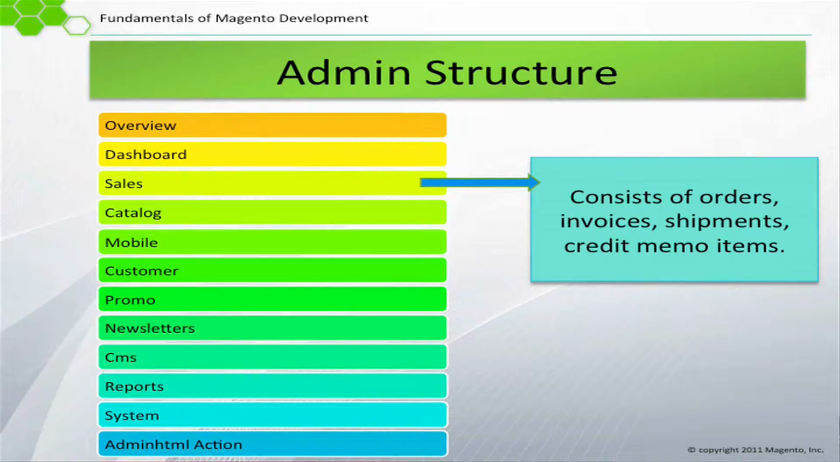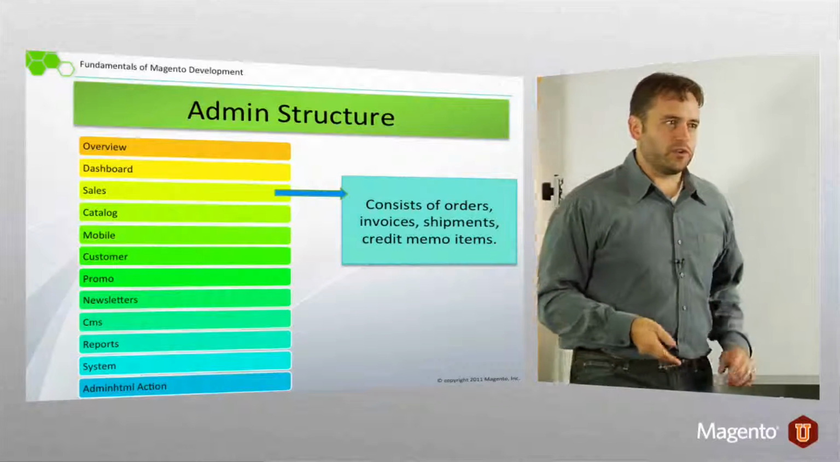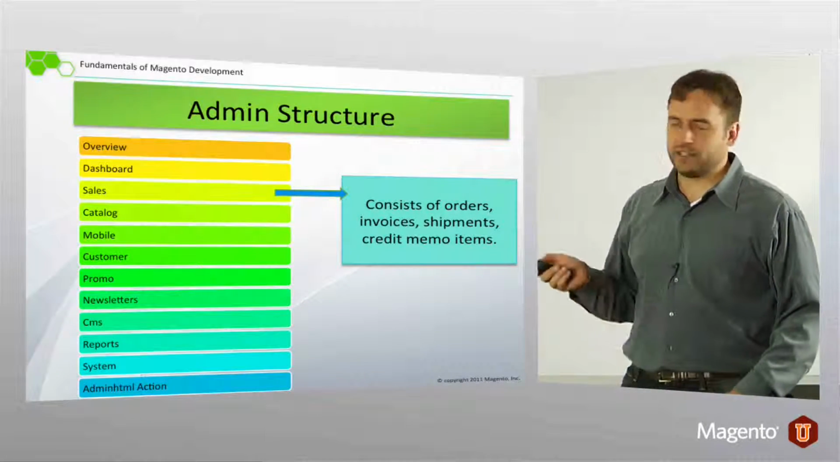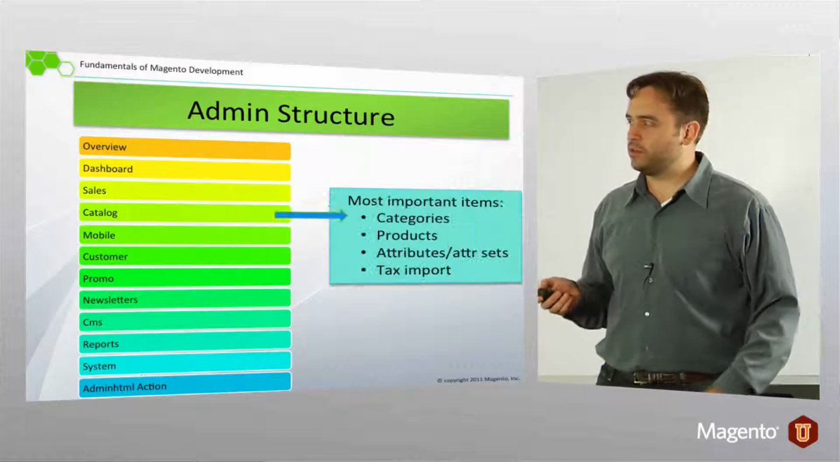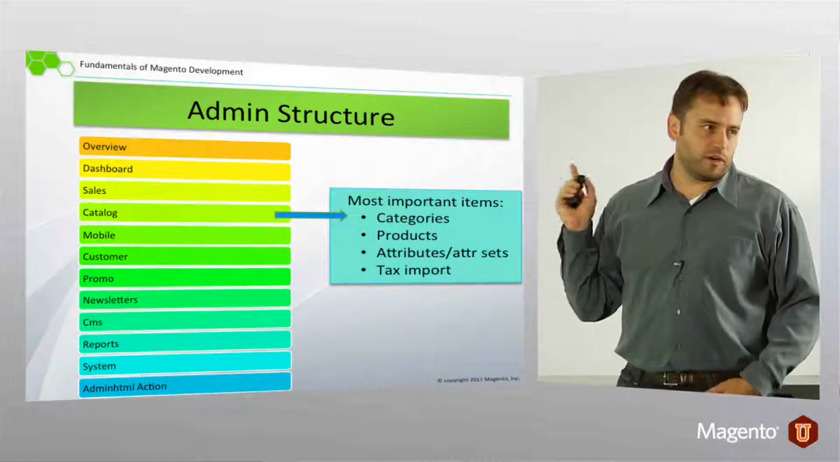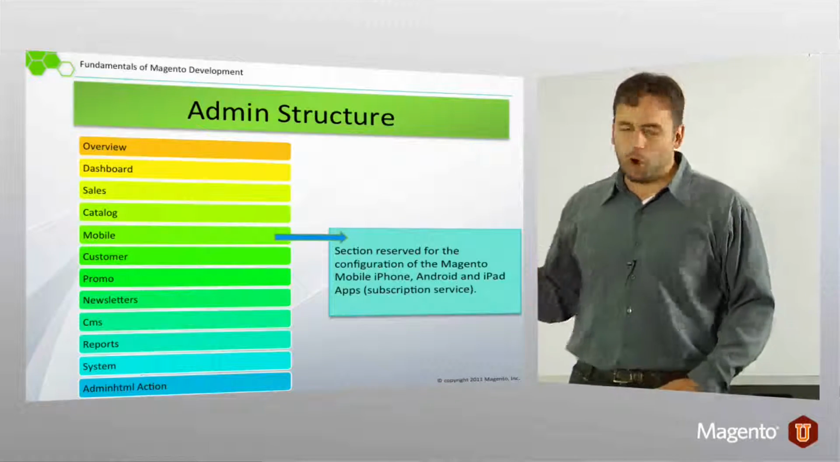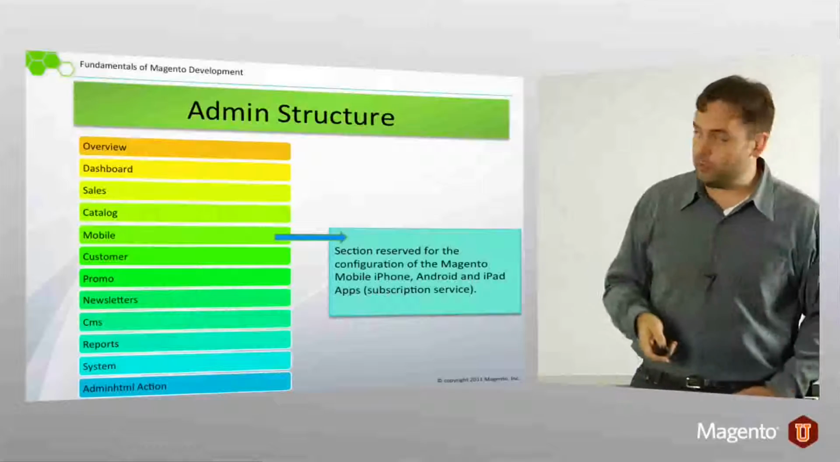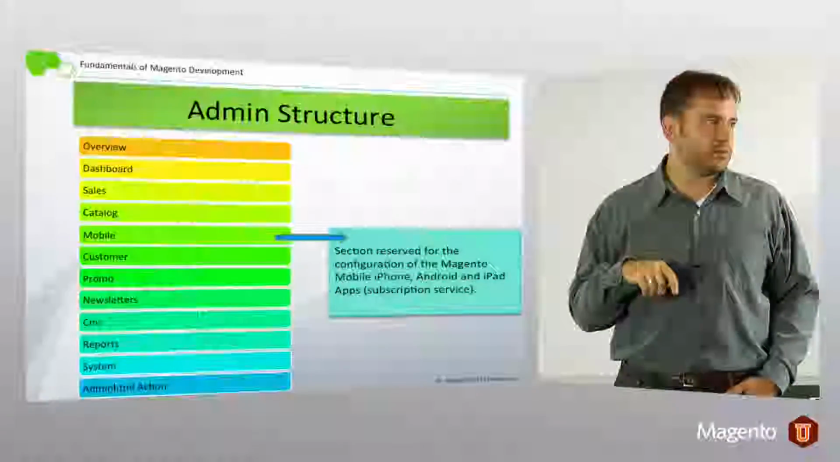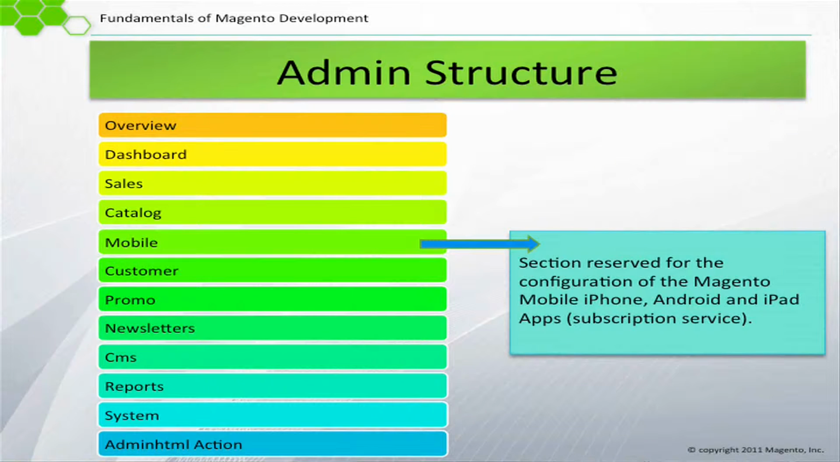The different areas, obviously, these are the different modules organized under these different menus. So sales will give you, of course, access to your orders and credit memos, etc., as well as taxes, which are under here, not under catalog. Catalog, obviously, categories, products, attributes. Mobile is a subscription service that you can subscribe to and actually get your website turned into an iPhone, iPad, or Android platform application. Just talk to your Magento salesperson.